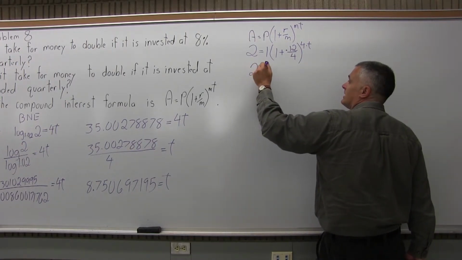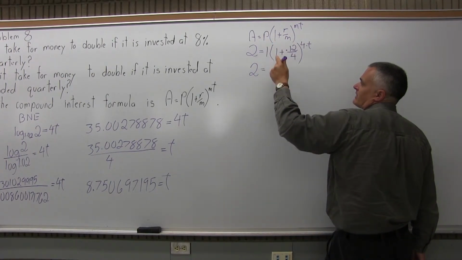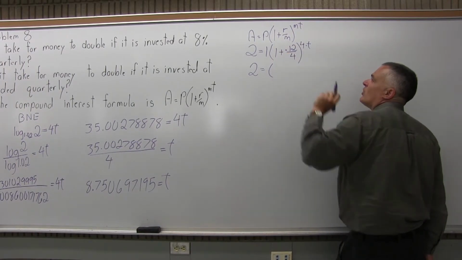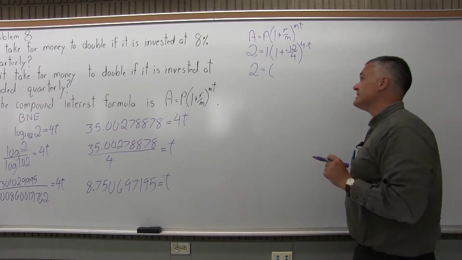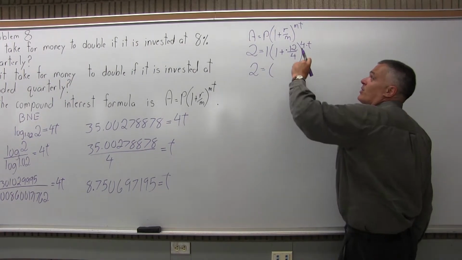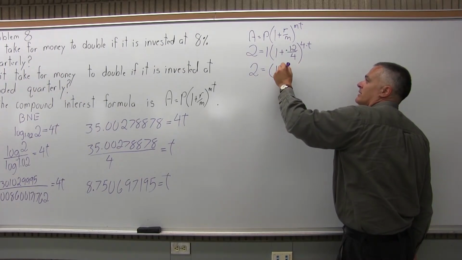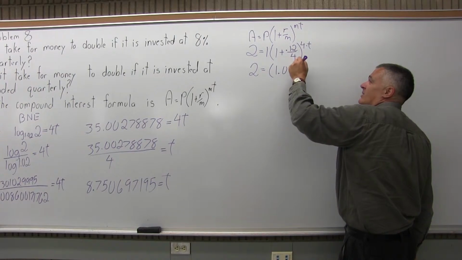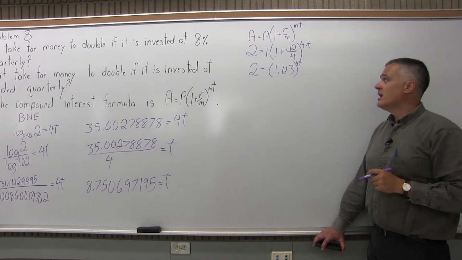So I'll still have 2 on the left side. The 1 times the parentheses, I don't really have to write the 1. I can just put the parentheses. And in the parentheses, 1 plus 0.12 divided by 4. So 0.12 divided by 4 is 0.03. And I'm going to add 1 to it. So 0.03 plus 1 is 1.03. And my exponent, 4 times t, I can write as 4t. I can't really simplify it too much.